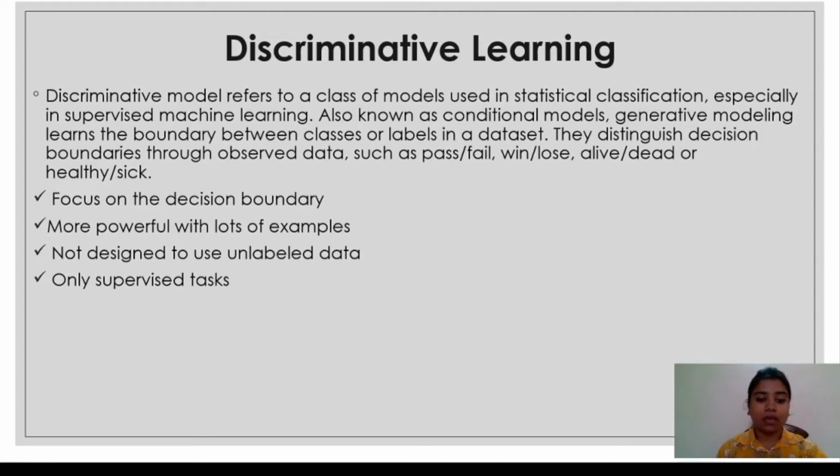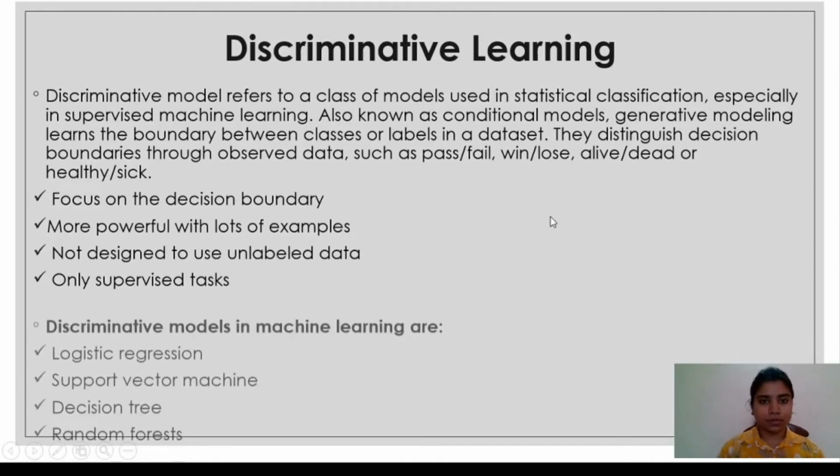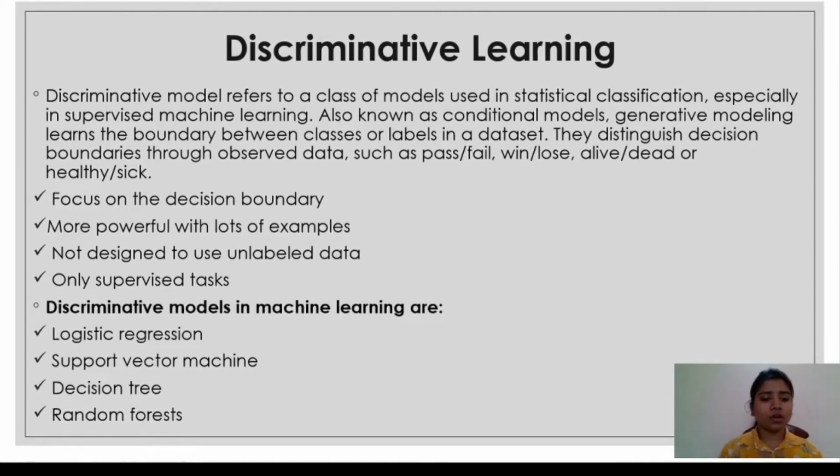A discriminative approach is more powerful when you have a lot of training examples, and gives the best classifiers, and we can't really use the discriminative approach on unsupervised tasks, but sometimes we can use generative learning for unsupervised tasks. Now we will see some examples of discriminative learning: logistic regression, support vector machine, decision tree, and random forest.